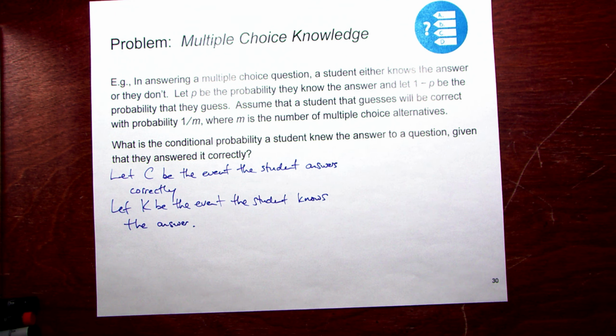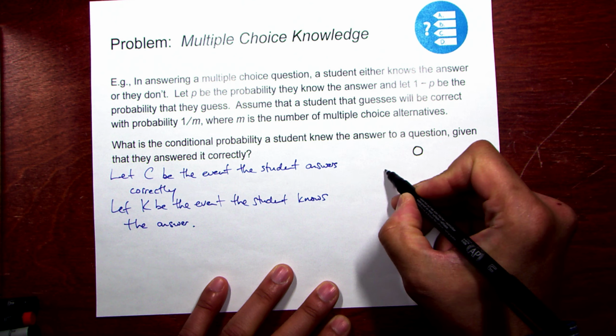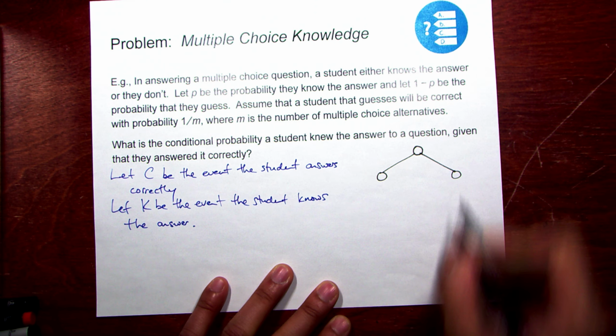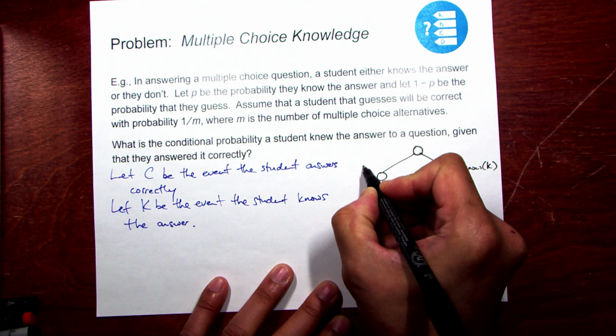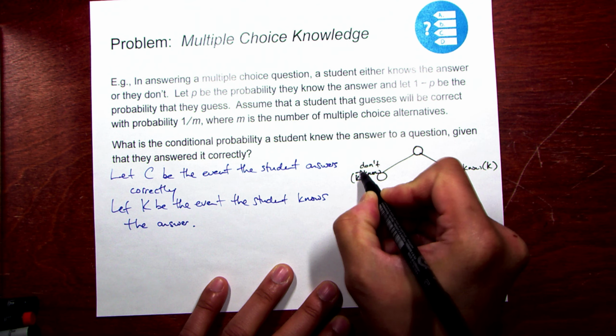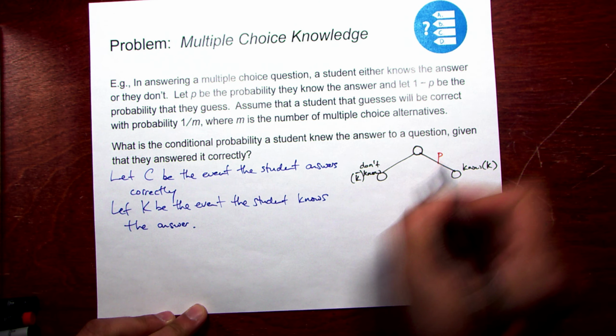The way this problem is modeled, if we were to draw a probability tree, the first thing that happens is, given a random question, the student either knows it or they don't. So we'll put know over here, that's K, and doesn't know over here, that's K bar. The probability that they know is given in the question, that's P. The probability they don't know is 1 minus P.